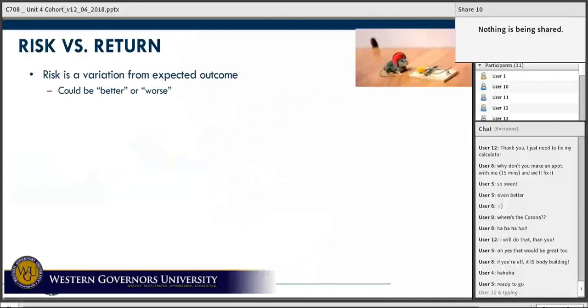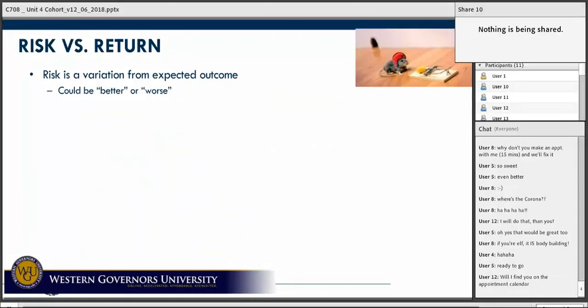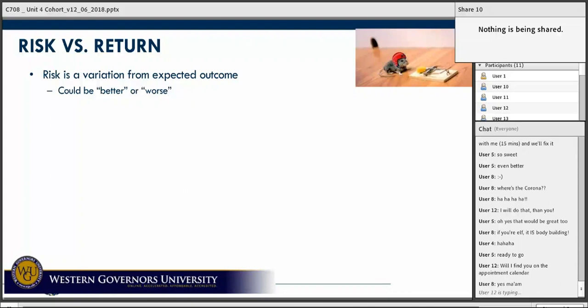Module 9. So, as our little guy here says, risk versus reward, right? Yes, you can find me on the appointment calendar, absolutely, as you can find all of the CIs. But yes, Anne-Marie, you can totally find me and book some time. I'm happy to help you.